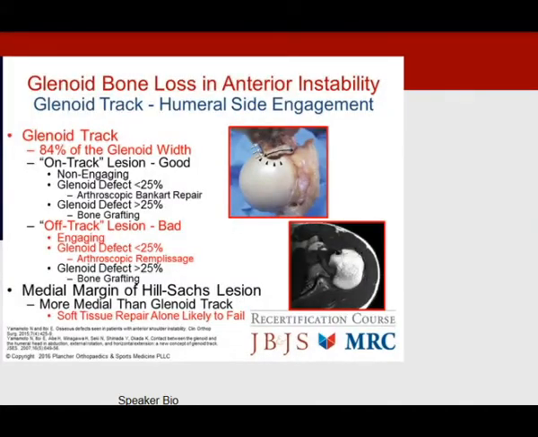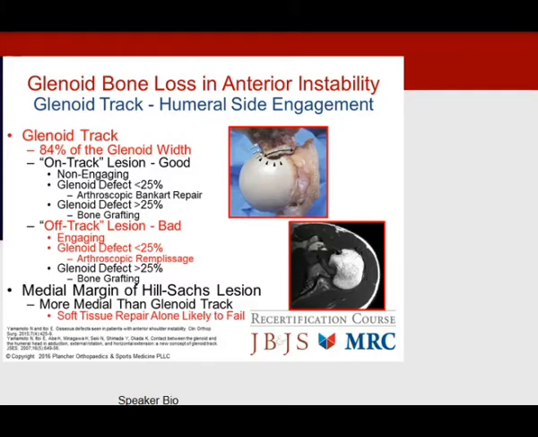The glenoid track, as it's discussed when thinking on track of the lesion, is a good thing. It's non-engaging, and if there's a glenoid defect of less than 25%, a soft tissue procedure like an arthroscopic Bankart repair is important. If a glenoid defect exists that is greater than 25%, bone grafting of some sort must occur. An off-track lesion, as we speak about, is not good.